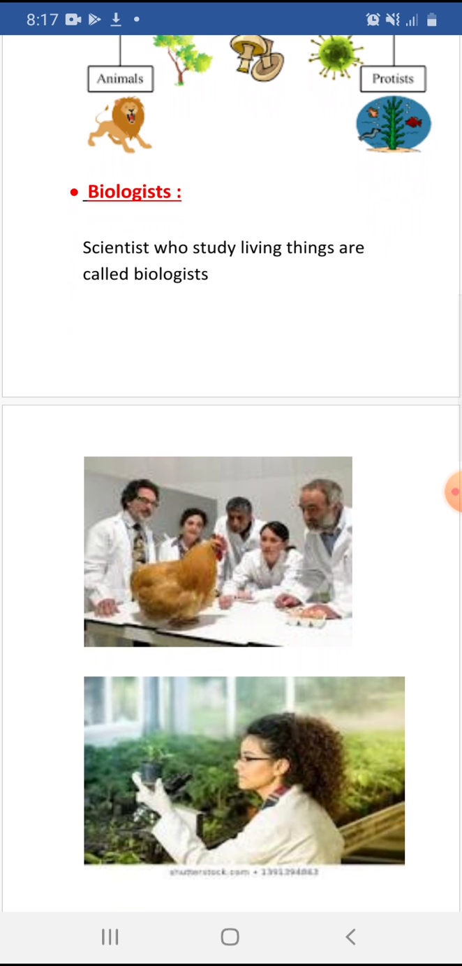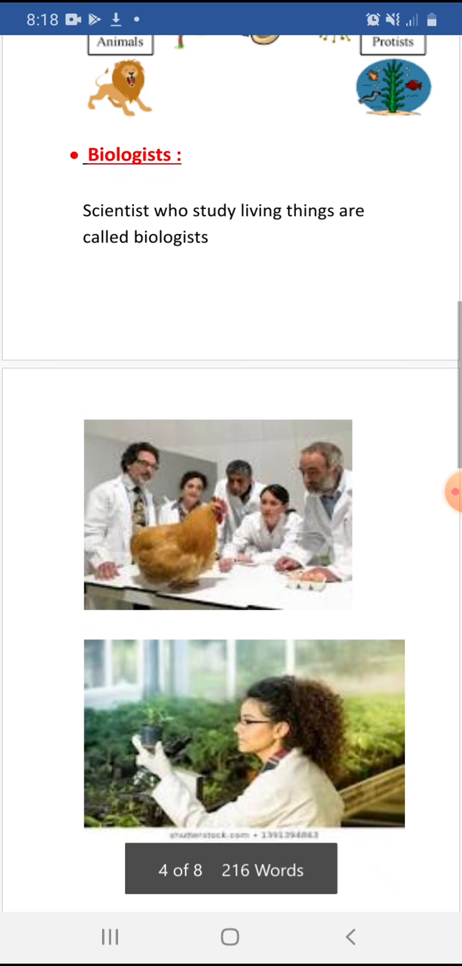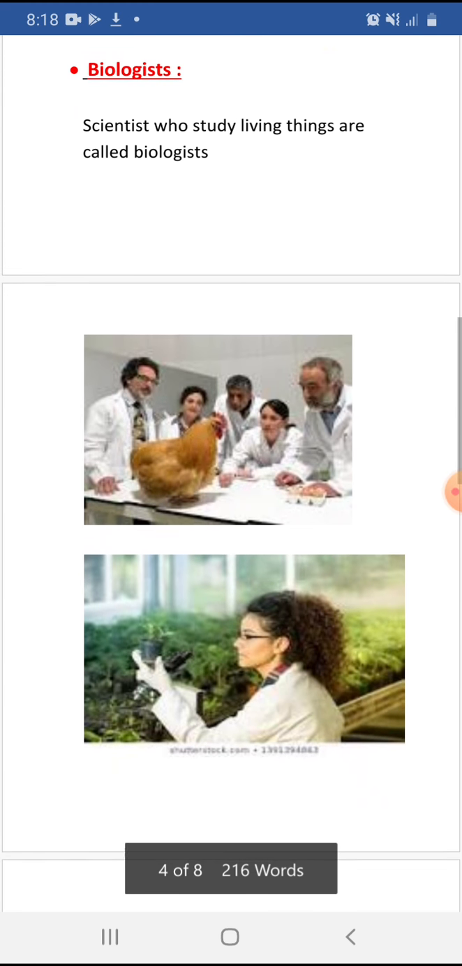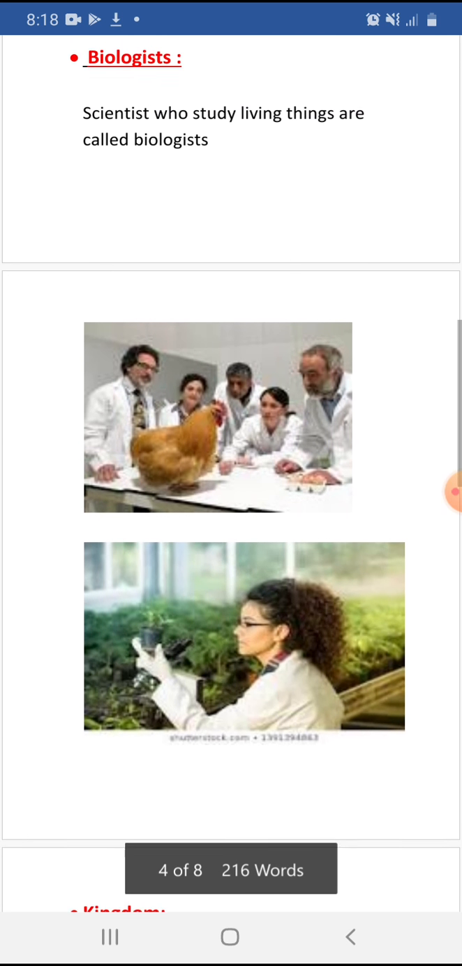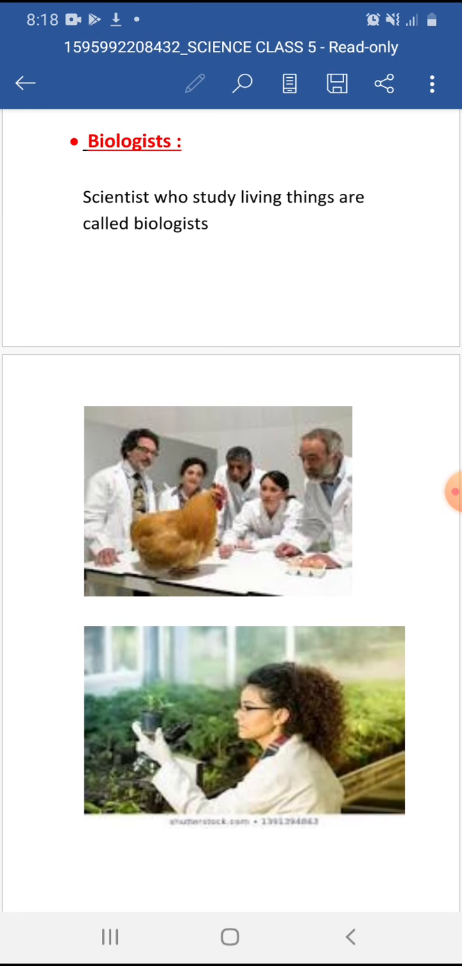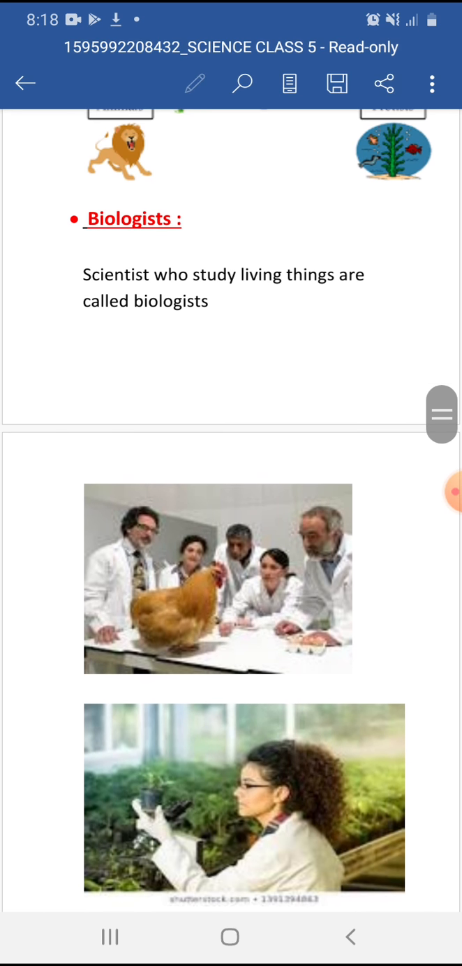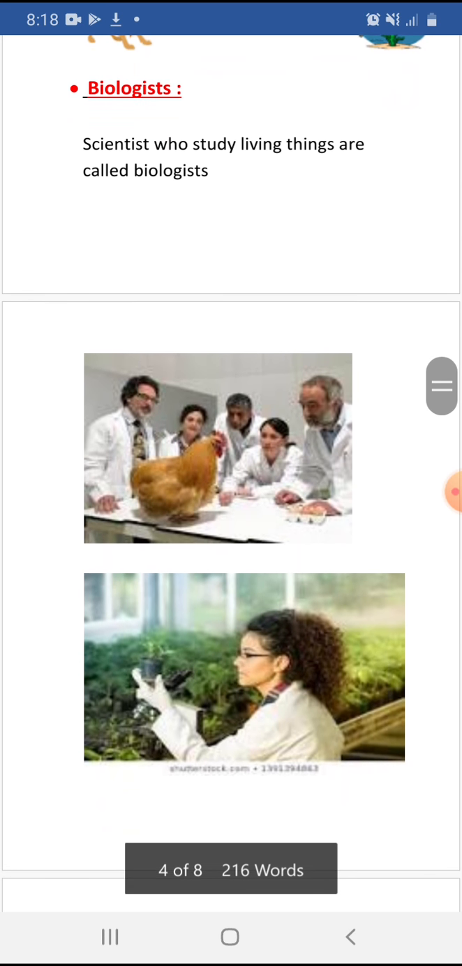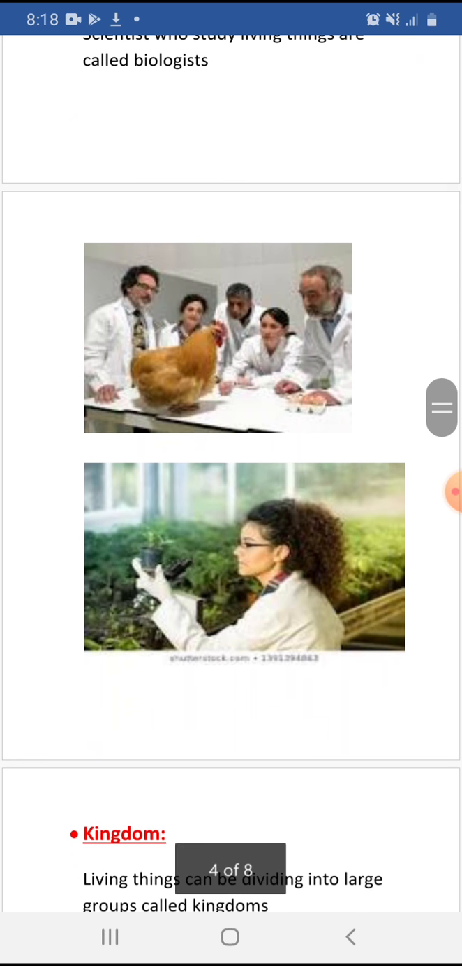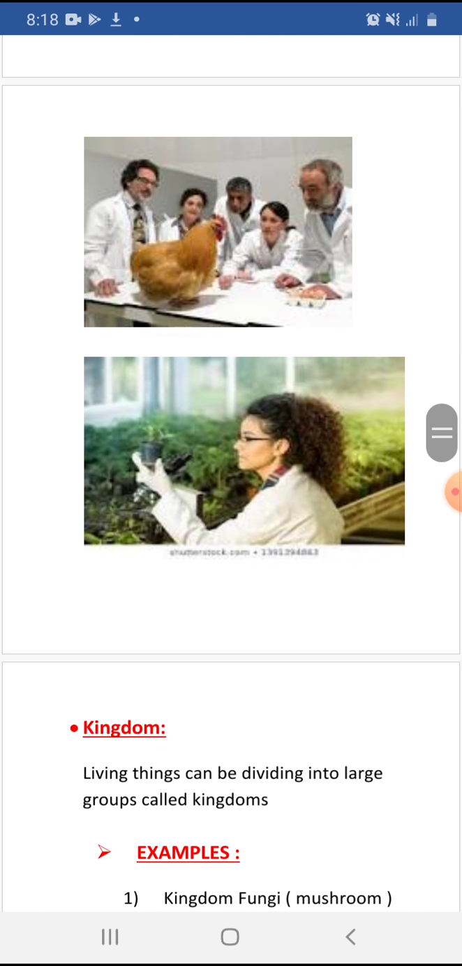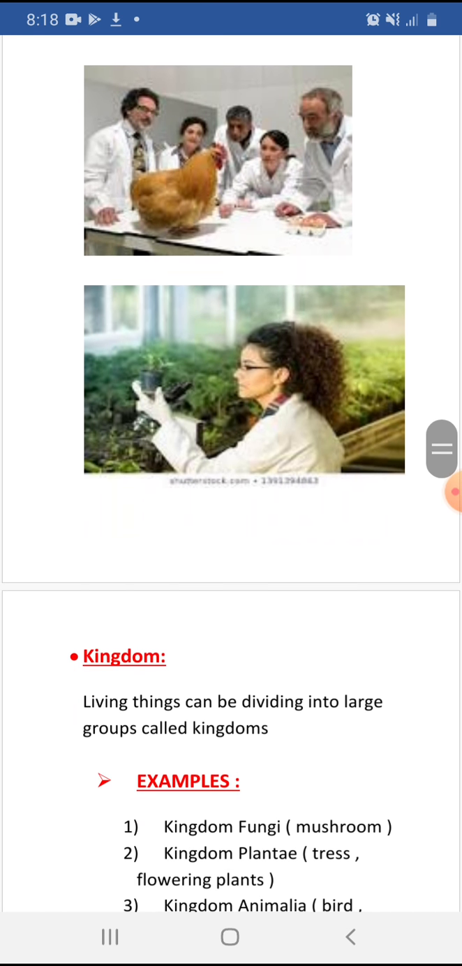And students, now we will do some terminologies that are present on page number 3 in your book. The first one is biologist. Who are biologists? Scientists who study living things are called biologists. You can see some pictures related to this terminology.